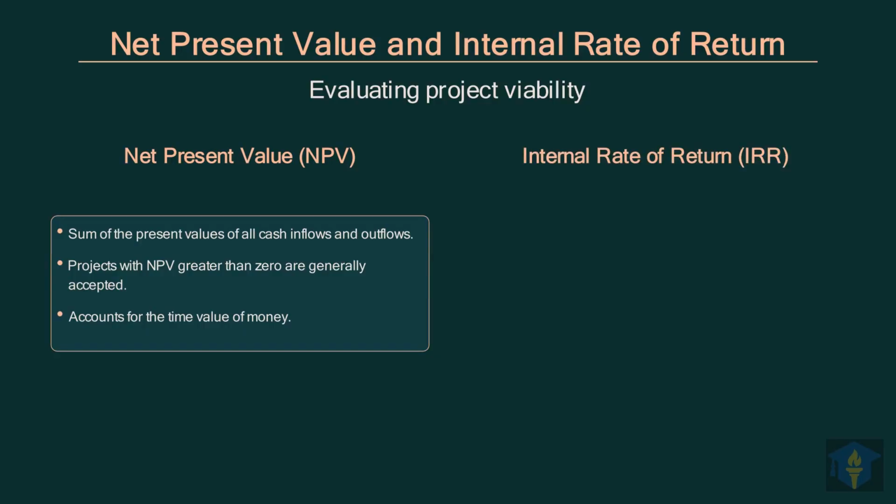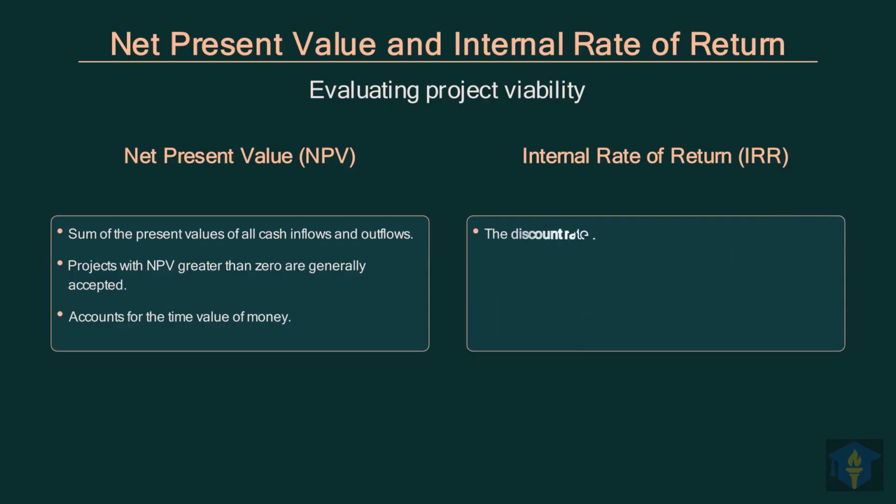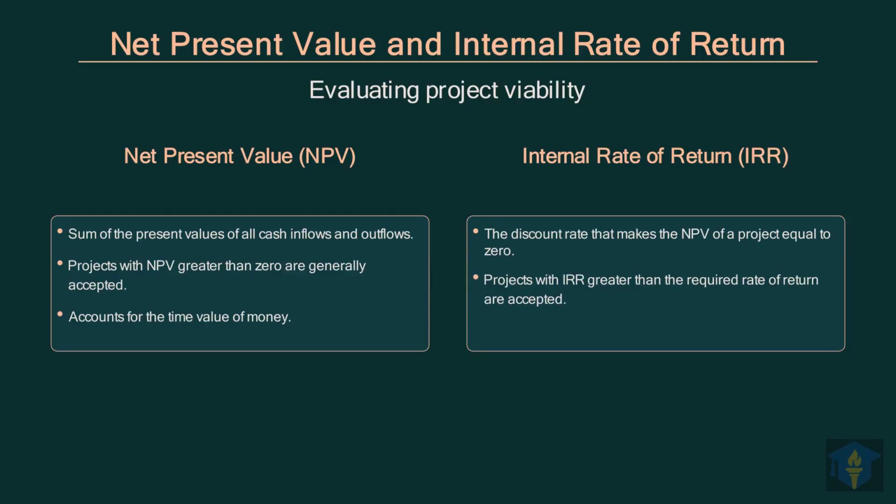Next, we have the internal rate of return, or IRR, another important metric. IRR is the discount rate that makes the net present value of a project exactly 0. We typically accept projects where the IRR is greater than our required rate of return. Essentially, IRR represents a project's break-even rate of return, a useful benchmark.